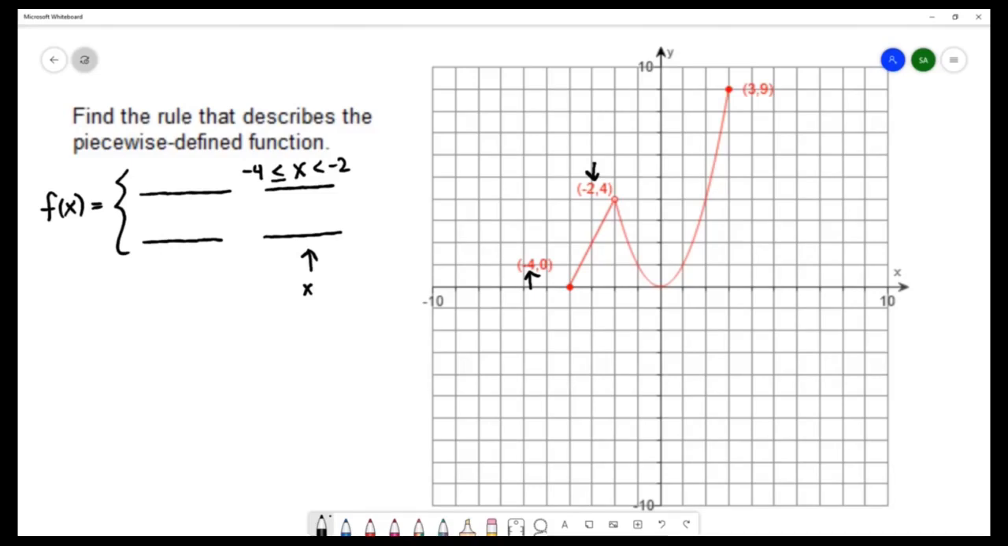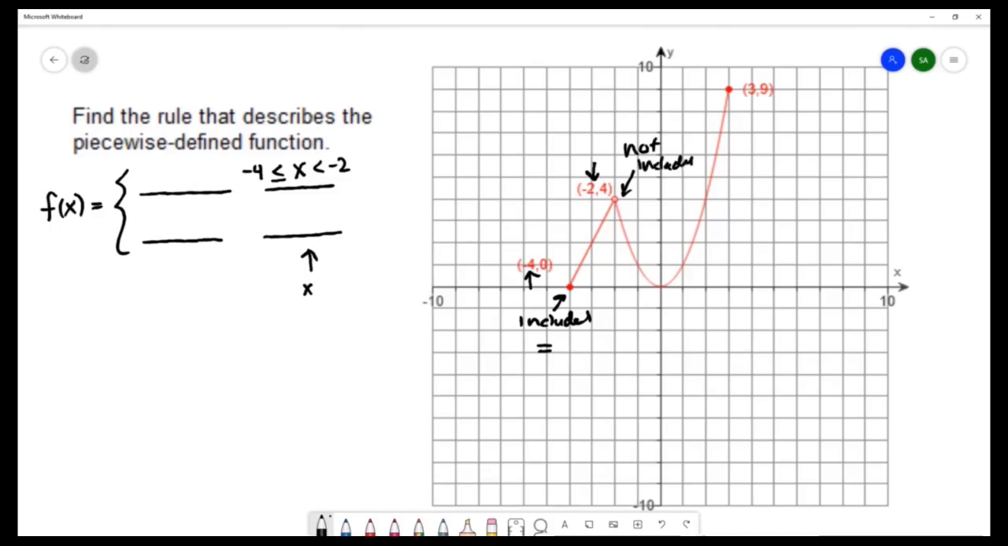When we draw a filled-in circle, that point is included, and the equal to in our condition tells us that that endpoint is included. When we don't put the equal to, we don't include the endpoint. So this endpoint is not included.